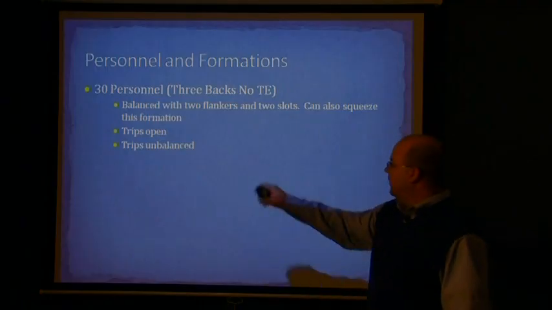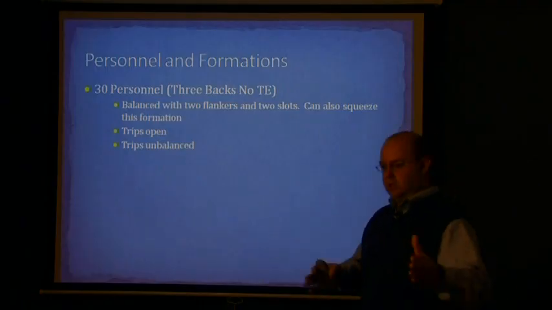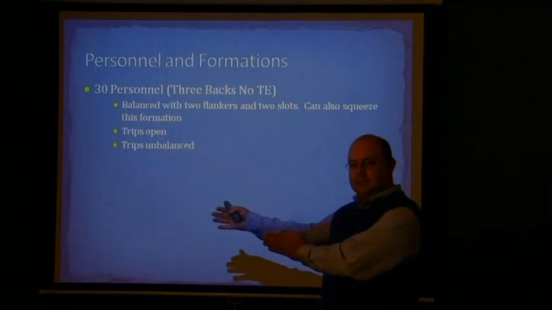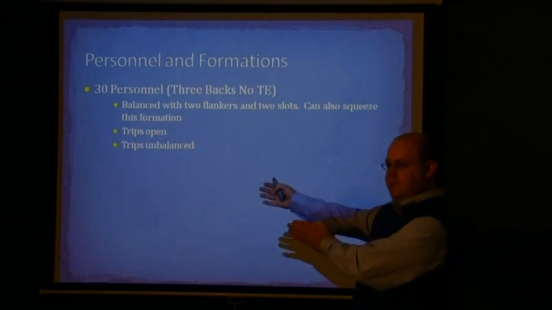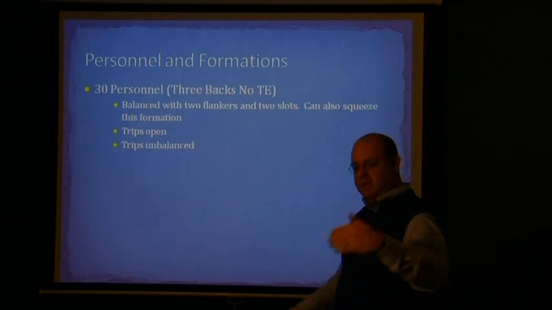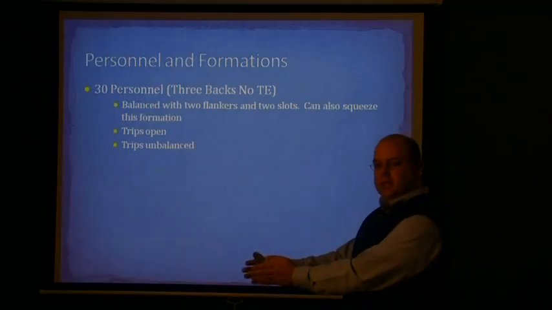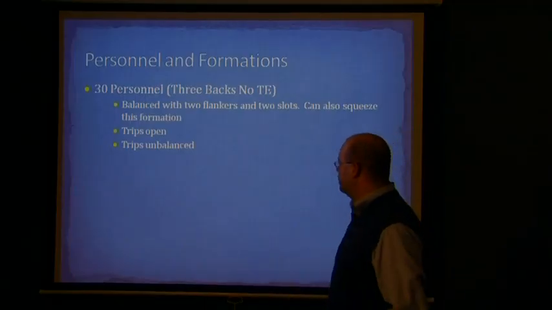We also will line up in a trips open formation where we'll basically bump our slots. So now the play side slot to the trip side would become our number 2 receiver, and then the backside slot bumps over to the number 3 receiver position.